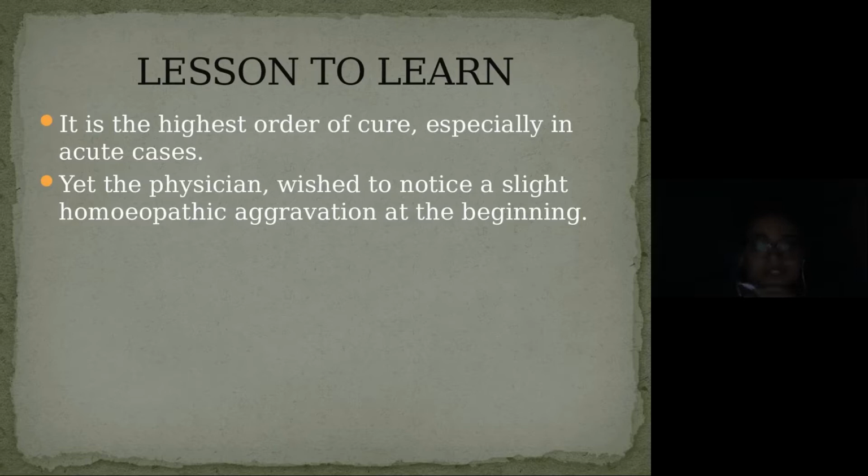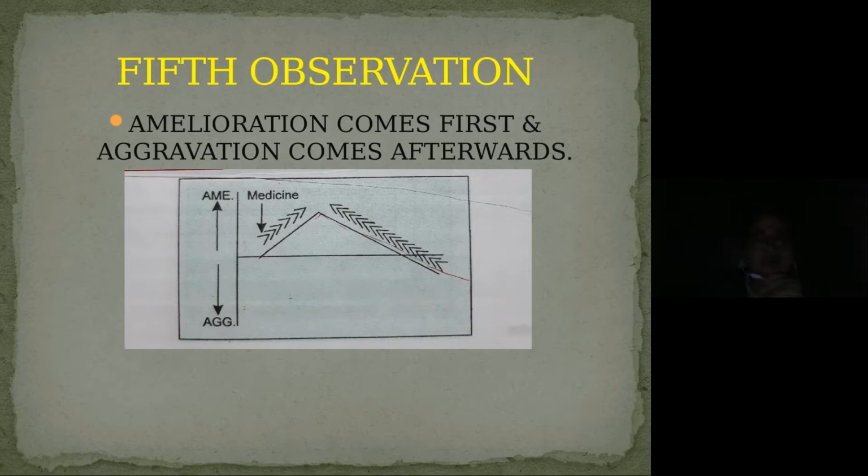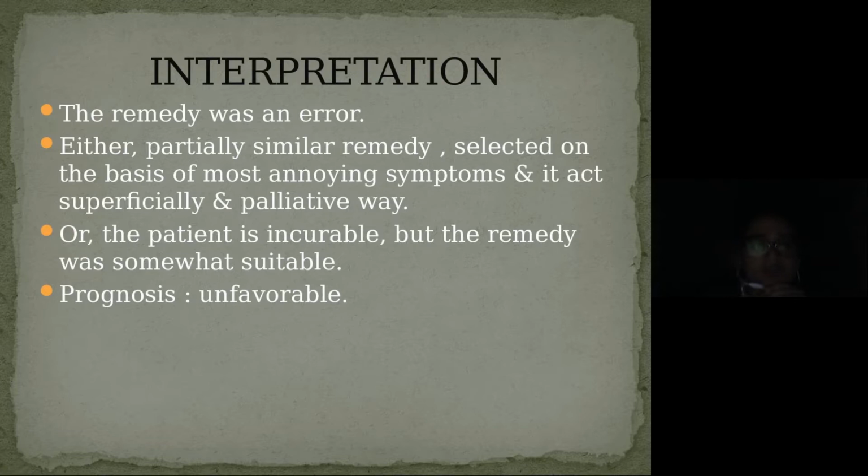So now comes the fifth observation. Here, amelioration comes first and aggravation comes afterwards. Amelioration comes, but the patient is not recovered. Again, after that, aggravation comes. The graph goes towards the aggravation. So what is the interpretation if the fifth observation came? The remedy was an error, because it just gives the patient temporary relief and after that the condition is aggravating. So that means the remedy was an error.